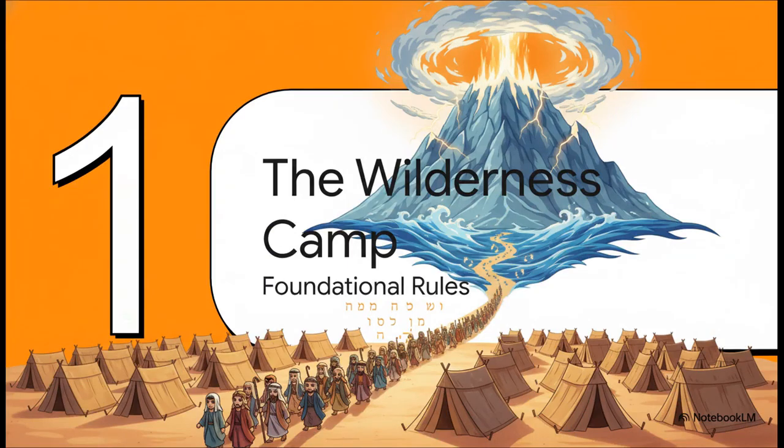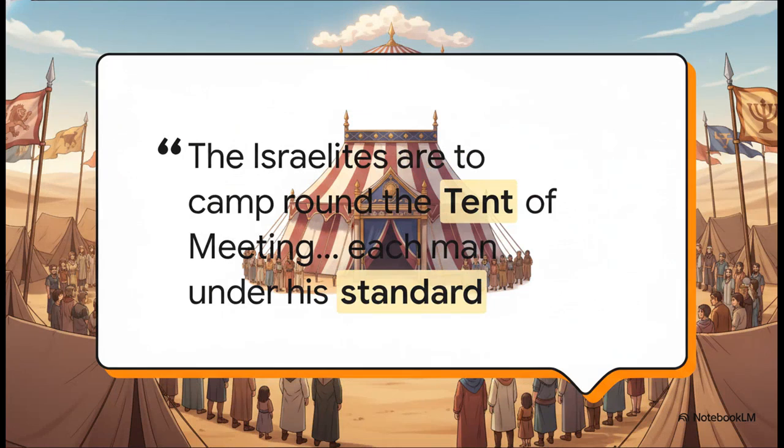Section 1. The Wilderness Camp Challenge. Before handing out specific addresses, the text establishes a universal ground rule for the whole community. The core instruction in verse 2 is incredibly specific. It says, the Israelites are to camp round the tent of meeting some distance from it, each man under his standard with the banners of his family. So the absolutely crucial point here is that this was definitely not a free-for-all. Every single person had a designated spot.